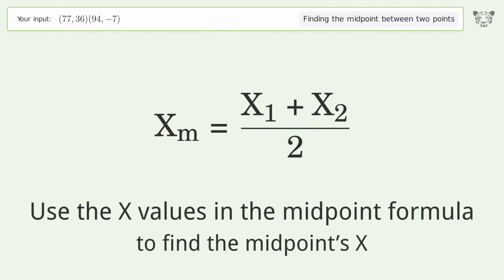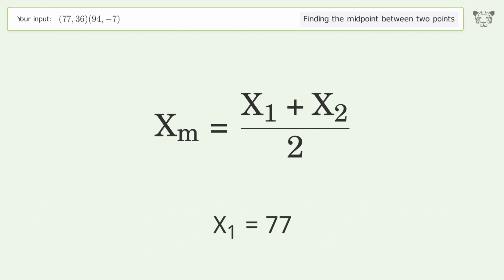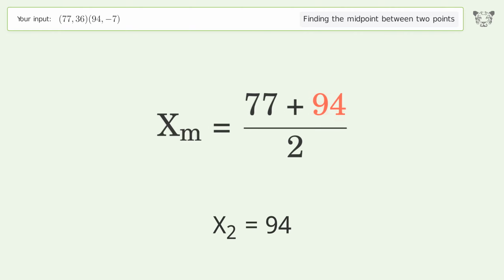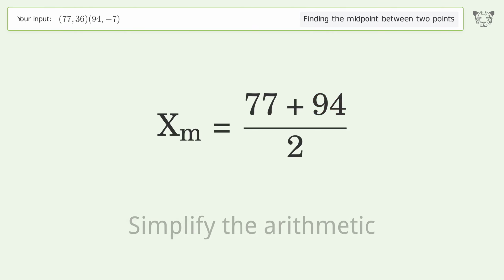Use the x values in the midpoint formula to find the midpoint's x. x1 equals 77. x2 equals 94. Simplify the arithmetic.